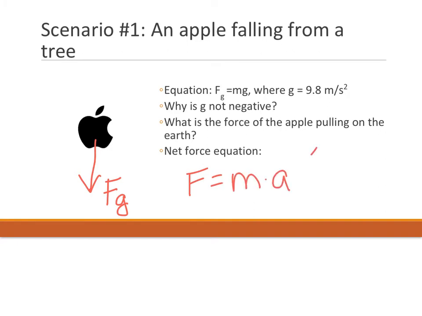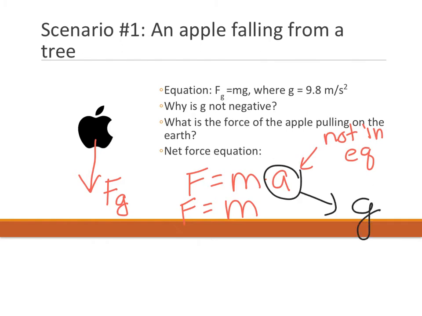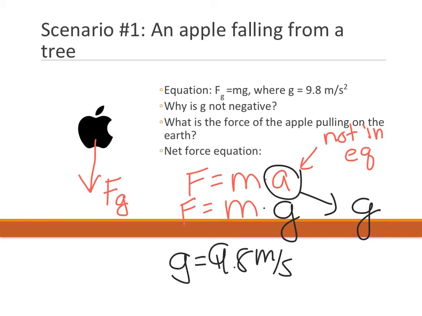Why did I decide to use this? This is not in equilibrium. It's falling. So our force equals our mass, but I can replace this acceleration with gravity. Why? Gravity is 9.8 meters per second squared. It's an acceleration.